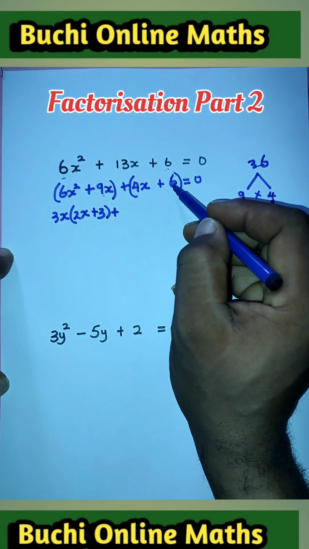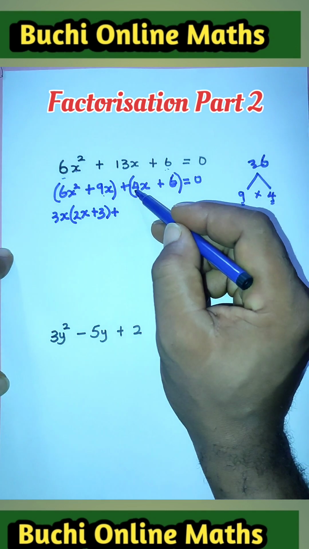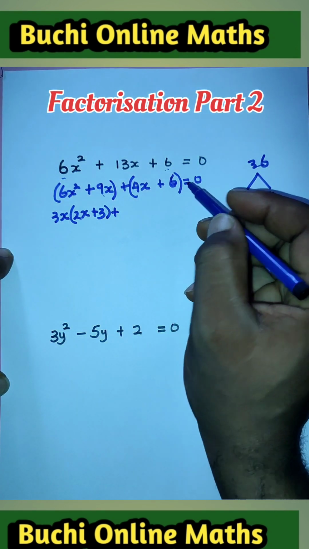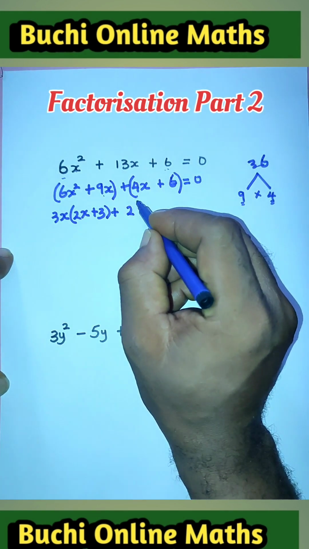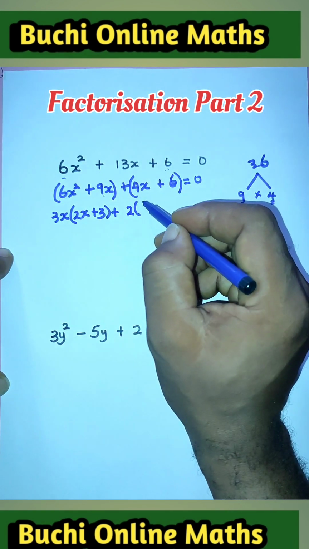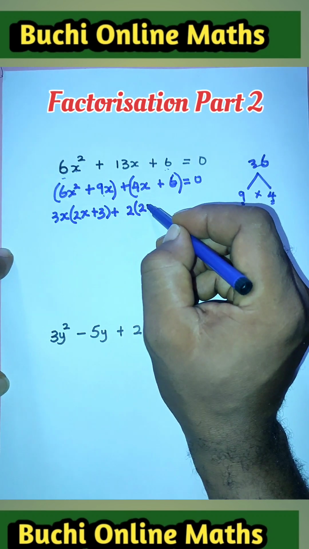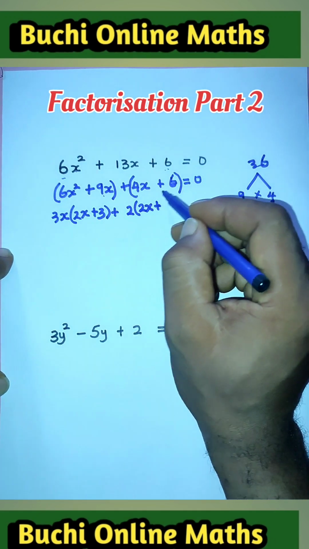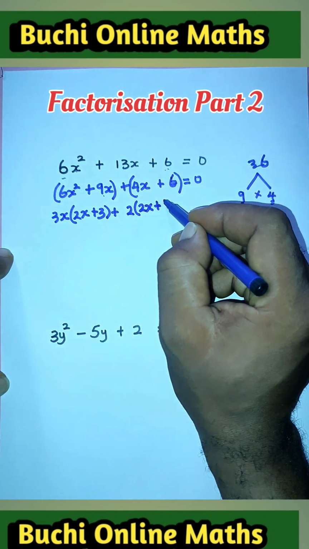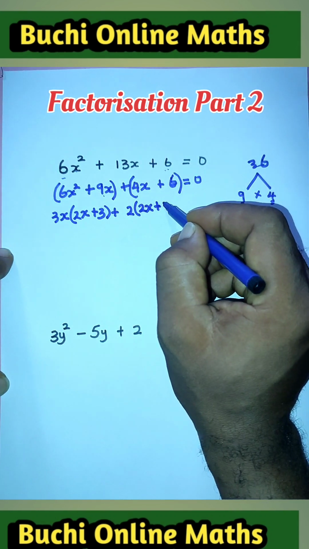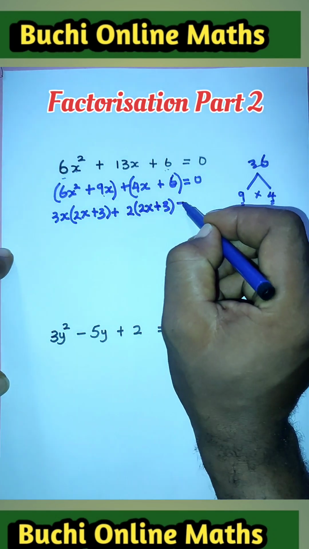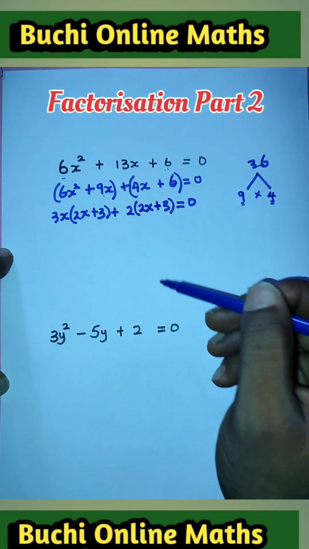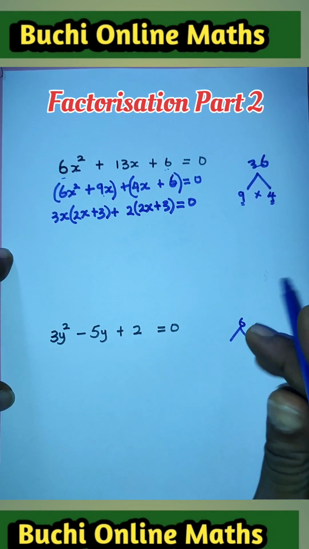The common factor here is 2, because 2 can divide 4 to give us 2, and divide 6 to give us 3. So the common factor is 2. Open a bracket. 4x divided by 2 will give you 2x, plus 6 divided by 2 will give you 3. You close the bracket, equal to 0. You can now see that the terms inside the brackets are the same.